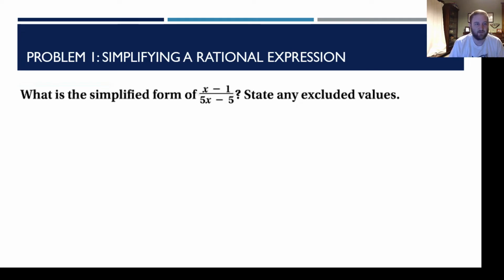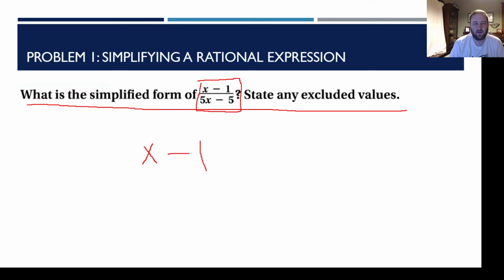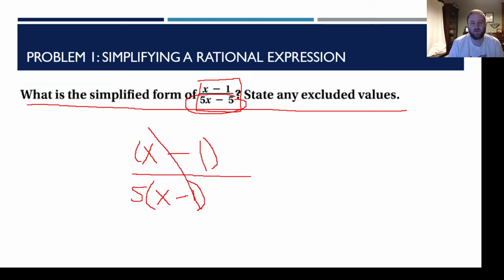Our first example says, what is the simplified form of (x minus 1) over (5x minus 5)? So we've got x minus 1, which is already simplified. For 5x minus 5, we want to look at the GCF to see what we can pull out. The GCF of 5x and negative 5 is 5, so I can pull out a 5 and make it 5 times (x minus 1). We have an x minus 1 on the top and the bottom, so these can cancel out. Now we're just left with 1 on top and 5 on the bottom. So the simplified form of this expression is 1/5.